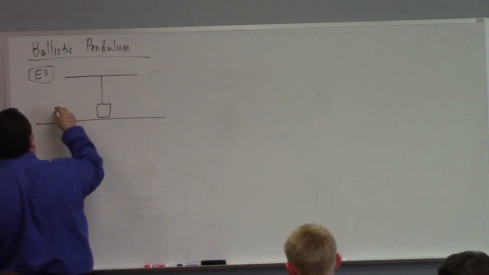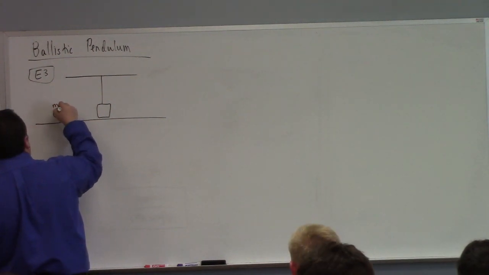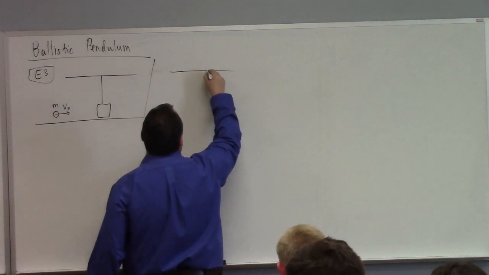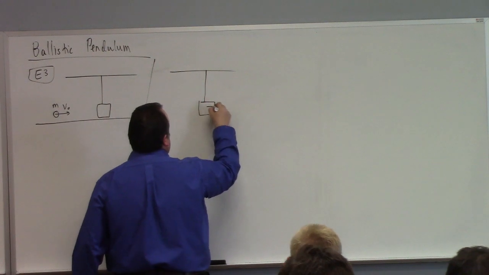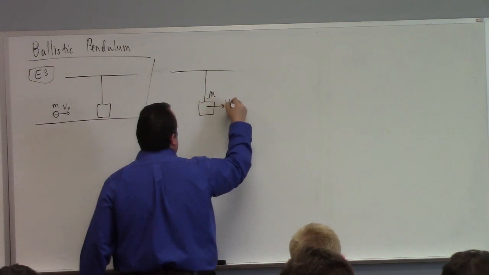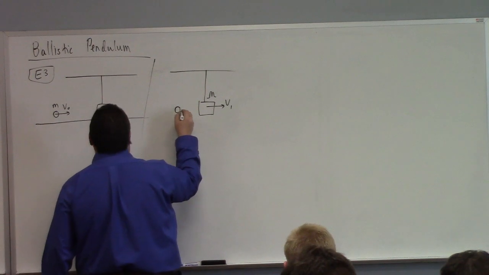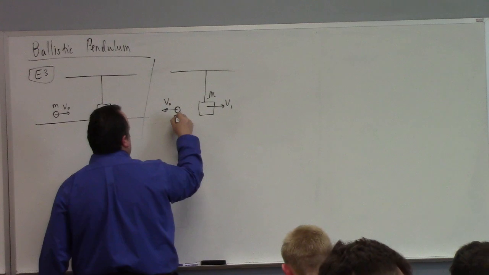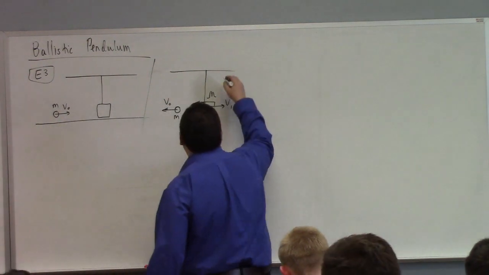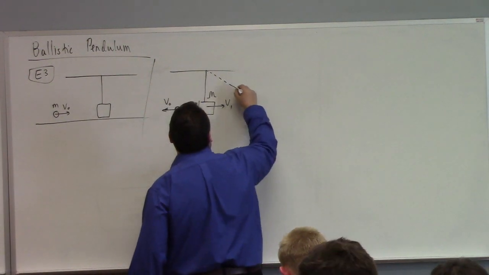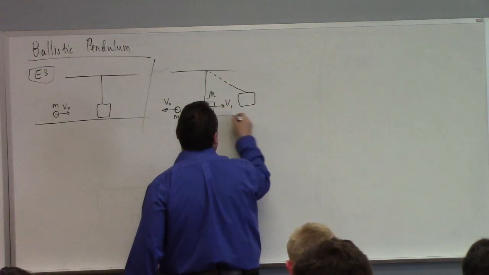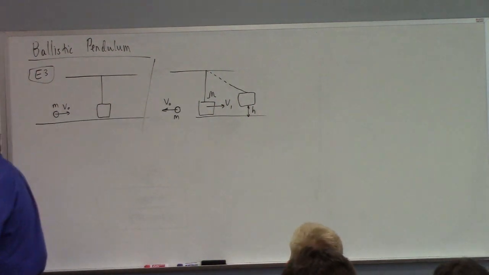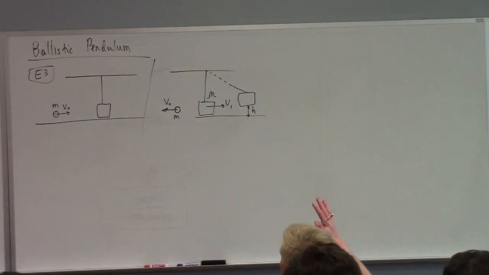And you got the bullet coming on here, a little mass m, at v-naught. And then afterwards, we have the mass big M with some initial velocity v1 we don't know. And the bullet has rebounded, like ricochet, at v-naught in the other direction, right? And then the question is, if that's the situation, how far does it swing up? What's the height that it goes to? Good question. That's a nice modification of example three.